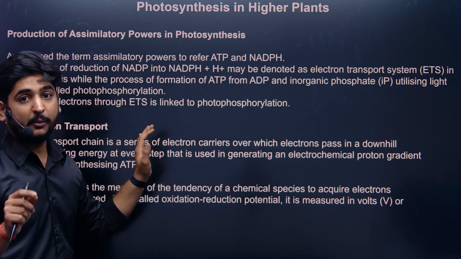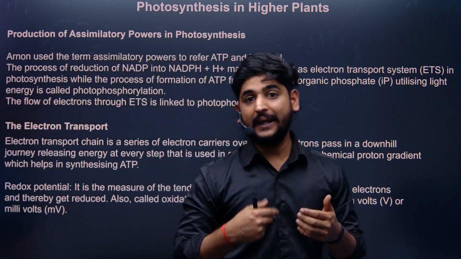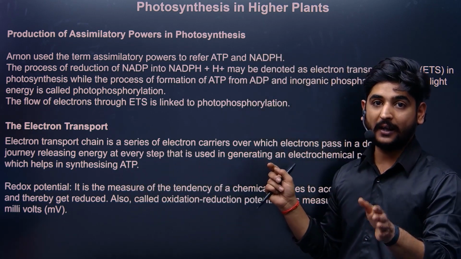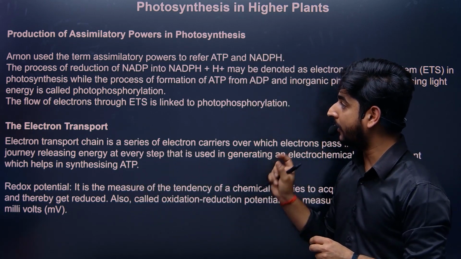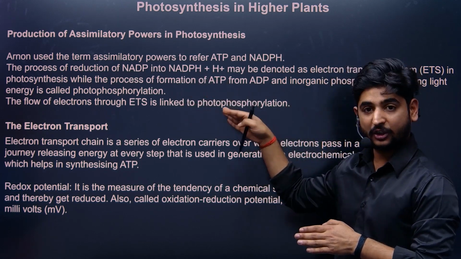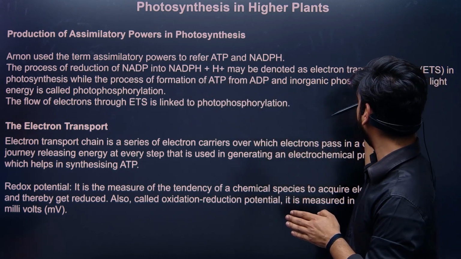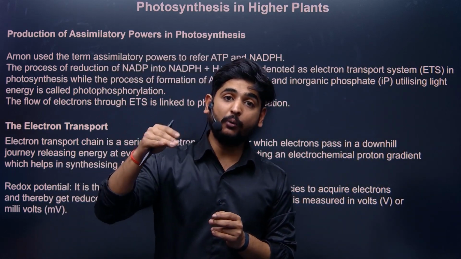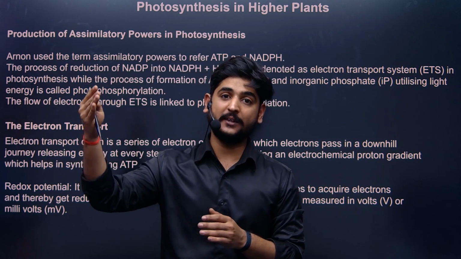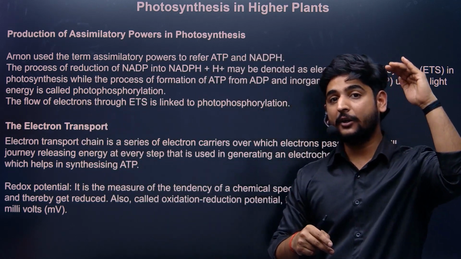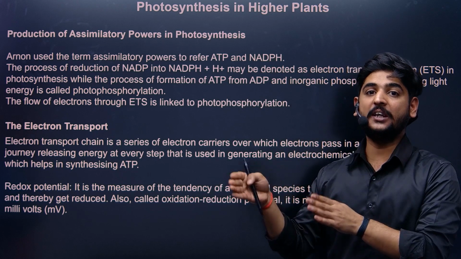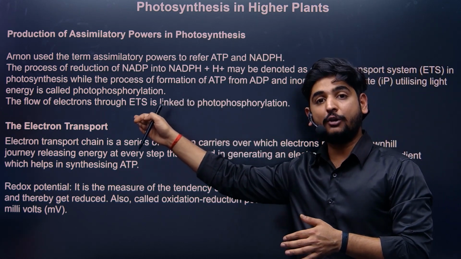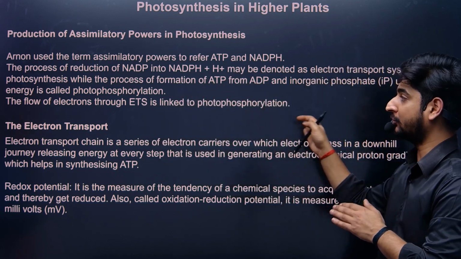So Arnon used the term assimilatory powers for ATP and NADPH. So ATP and NADPH will be formed as an intermediate of the light reaction, and these are termed assimilatory powers. This particular process of reduction of NADP into NADPH may be denoted as the electron transport system, in which electrons will move in a downward gradient from one electron acceptor to another placed on a redox potential scale, generating energy in each step, which is used to synthesize ATP and NADPH. This flow of electrons through ETS is also linked to photophosphorylation.